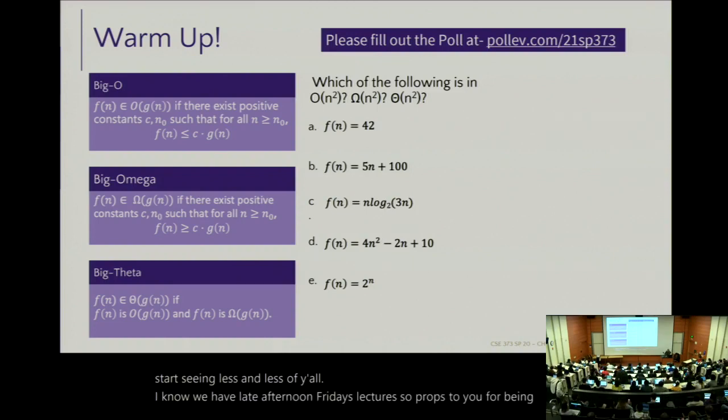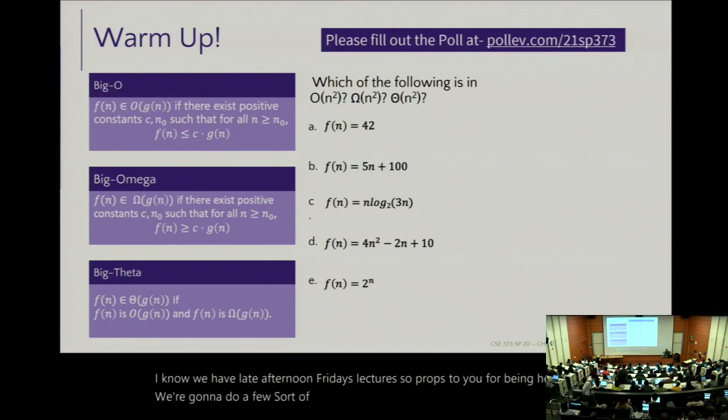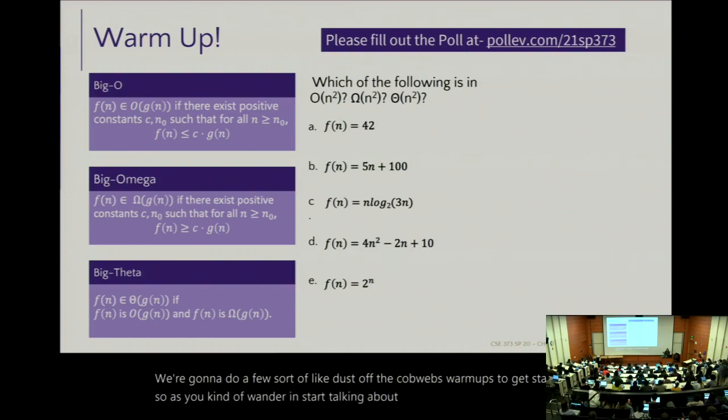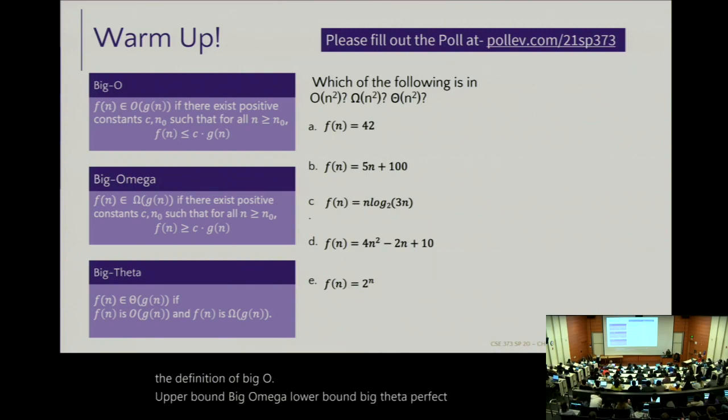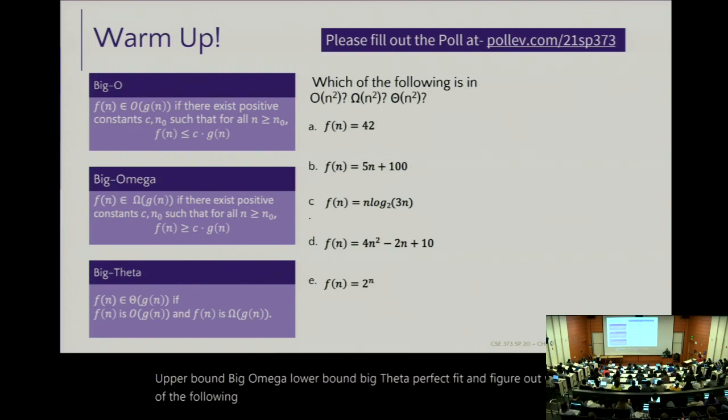We're going to do a few dust off the cobwebs warm-ups to get started. As you wander in, start talking about this, remind each other what the definition of big O, upper bound, big omega, lower bound, big theta, perfect fit, and figure out which of the following is in the set of O of n squared, omega of n squared, and theta of n squared. Go ahead, discuss for, let's say, 2 minutes.